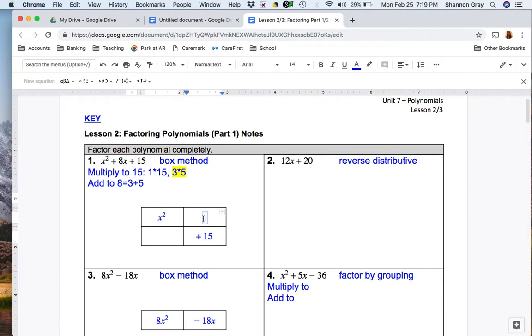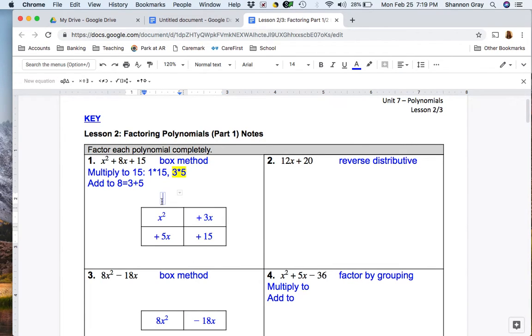I know that 8x has to be broken apart as positive 3x and positive 5x, because that's the only combination that's going to give me 8x along my diagonal and 15 here. And now I factor, and this is just like working out a puzzle. So I'm basically trying to figure out what was here and what was here to give me these inside terms, and then same thing along the vertical side.